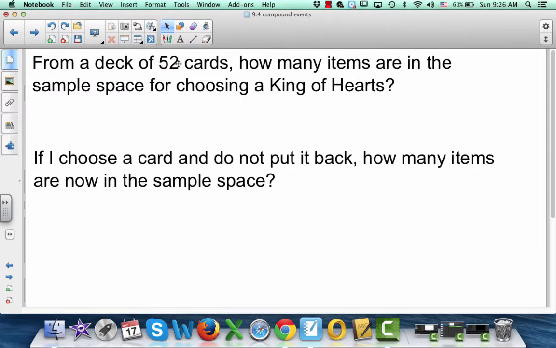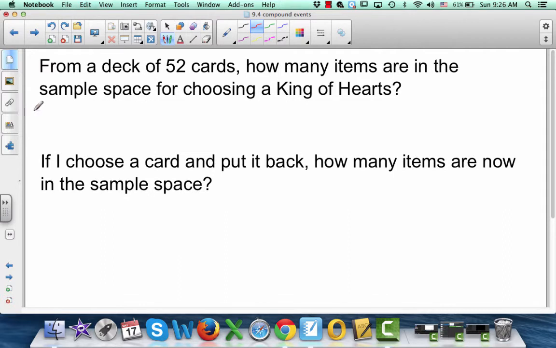From a deck of 52 cards, how many items are in the sample space for choosing a king of hearts? Well, if it's a deck of 52 cards, then you have 52 choices. So there would be 52 items in the sample space. If I choose a card and do not put it back, how many items are now in the sample space? Well, that would be 51. So these are dependent events.